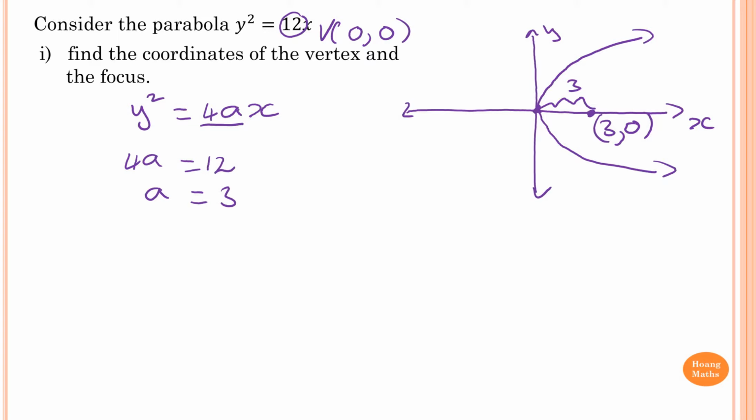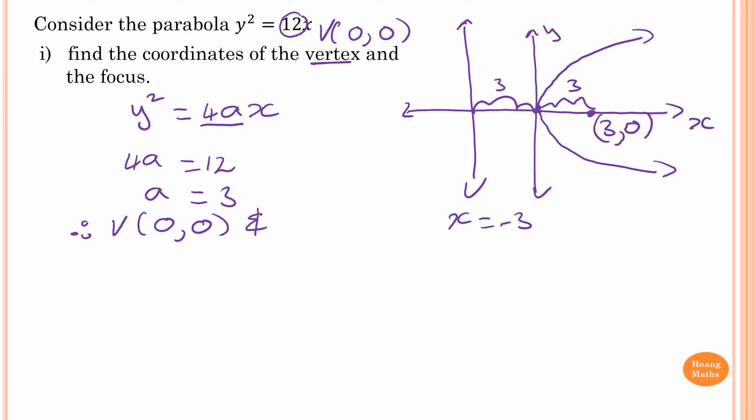And we know that the length from here to here is 3 units as well. So from here, 3. So the directrix is x equal to -3. Now we can answer the question. Find the coordinates of the vertex. Therefore, the vertex is 0, 0. And the focus is 3, 0.